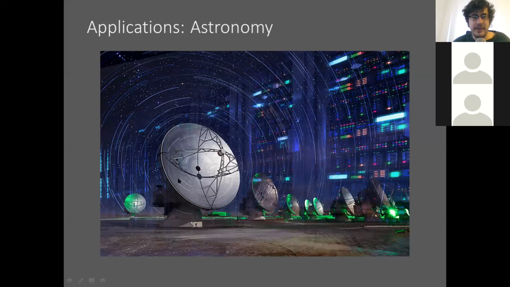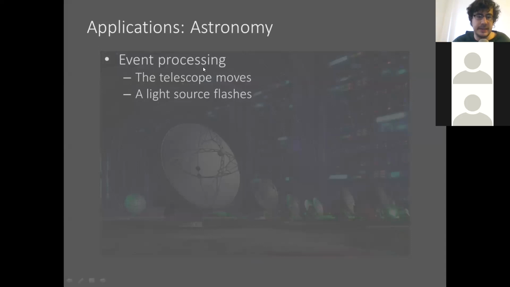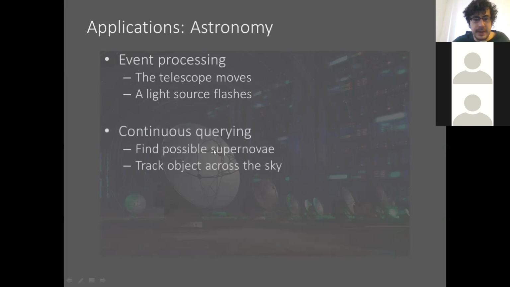Another key application, one that's very important to the Universidad de Chile and universities in Chile in general, is that of astronomy. So event processing in this context, a telescope might move, or maybe a light source, astronomical body might flash or move, for example. Continuous querying would be to find possible supernova based on essentially the light that's perceived from an object. Supernova, I think the light signal changes over time, or to track an object that's moving, right? So something that's actually moving across the sky.